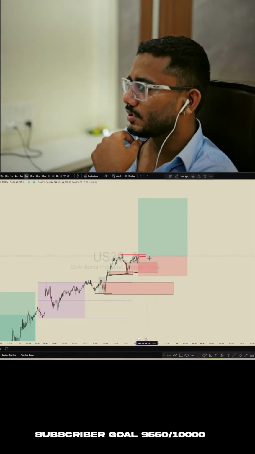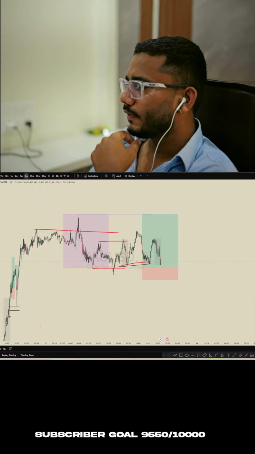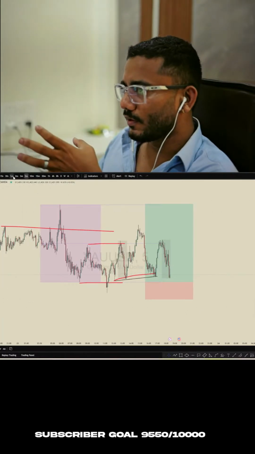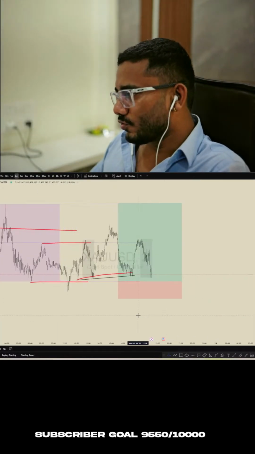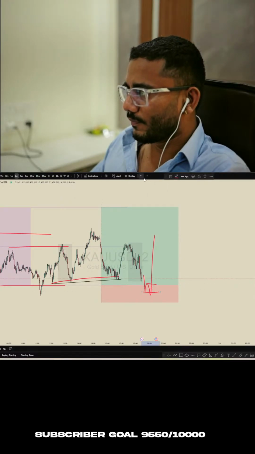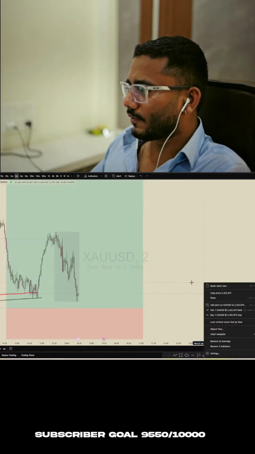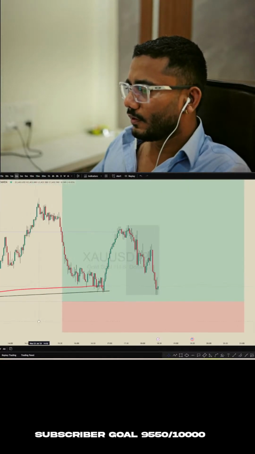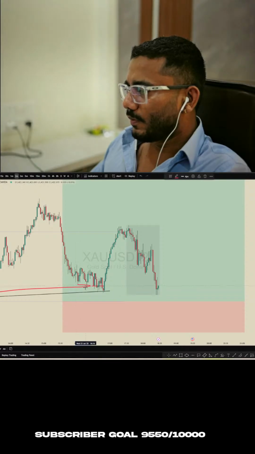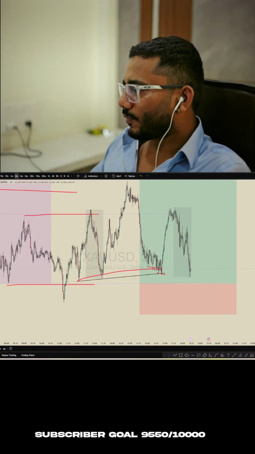On gold, I have this entry. So I want price to tap this area and create some kind of structure. Then only I'll look for a liquidity setup on 1 minute. It doesn't matter. Here price swept and then broke the structure. This type of setup I want price to form over here.